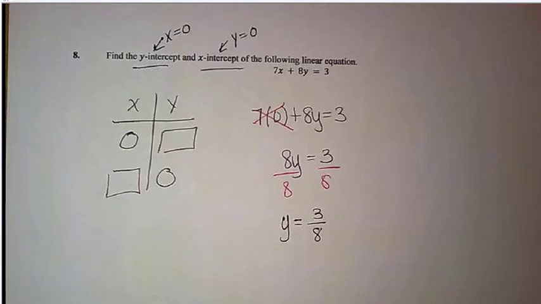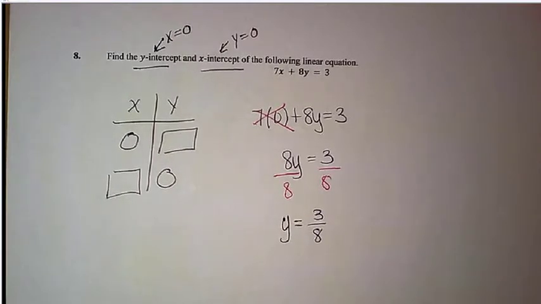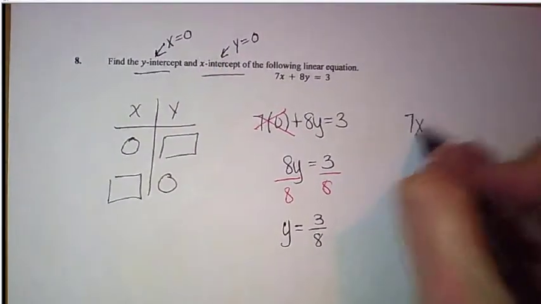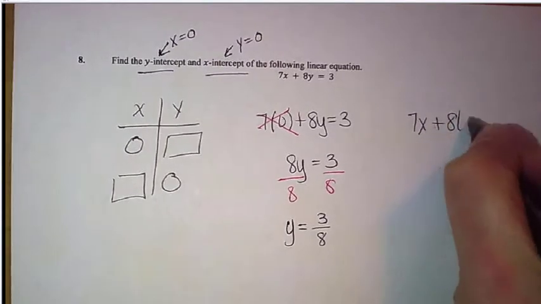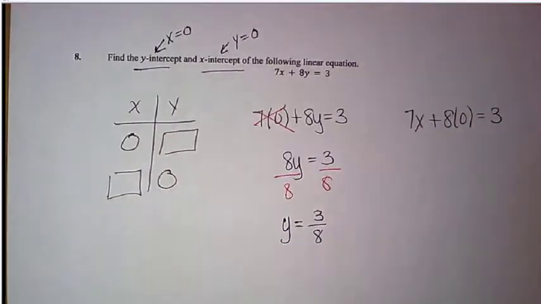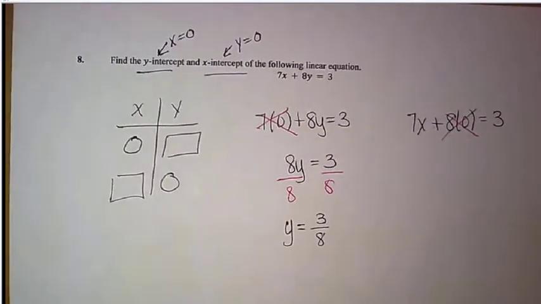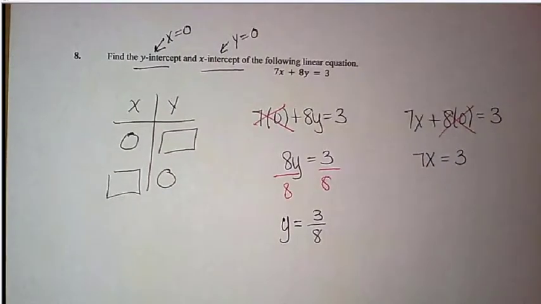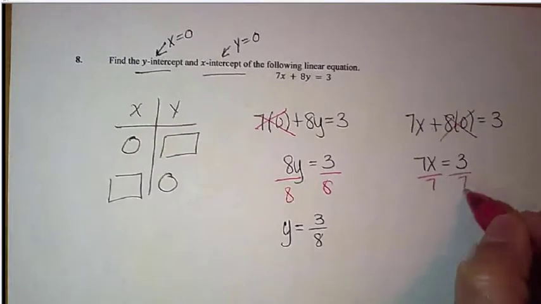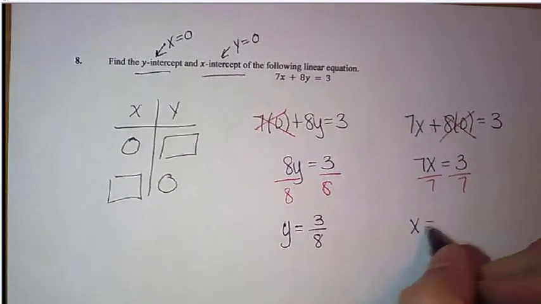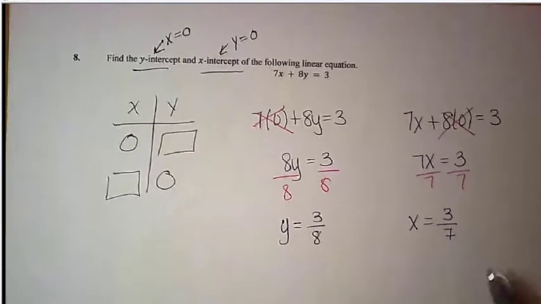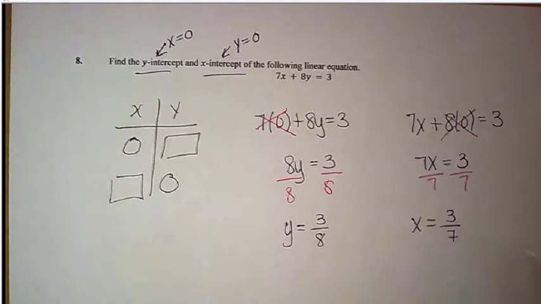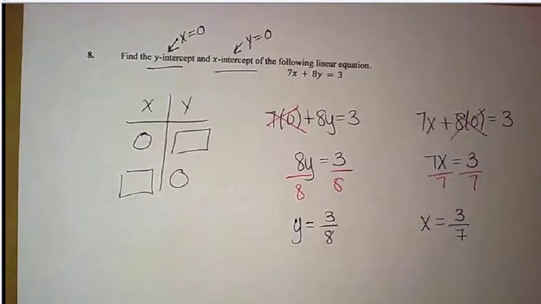So now we're going to do the same thing with our y value. We're going to plug in 0 for y and see what happens to our x. So we have 7x plus 8 times 0 is equal to 3. Again, this guy goes away because it's 8 times 0, and that's 0. So we have 7x equals 3. We're going to divide both sides by 7. Again, we're going to keep this as the fraction when we enter our answer in. And again, we're at a point that's just a little bit above 0. We're not quite even halfway to 1.